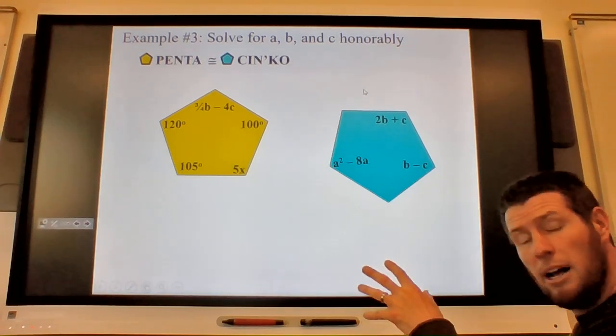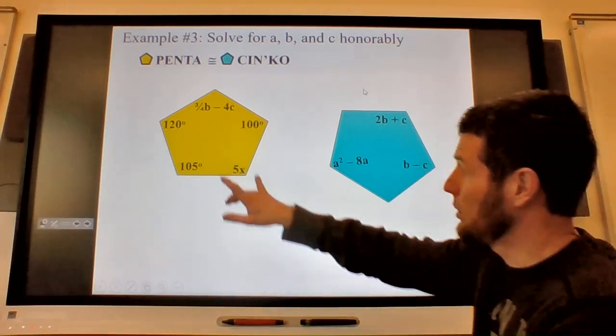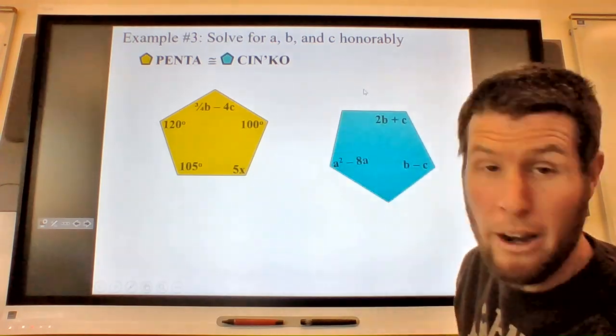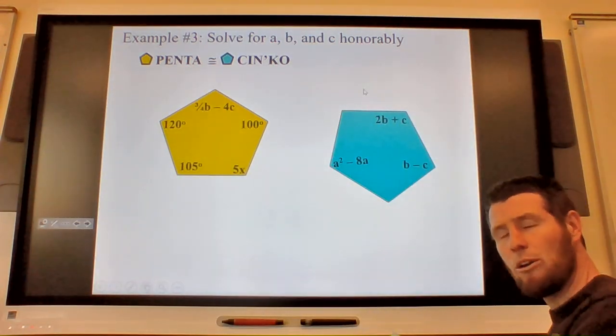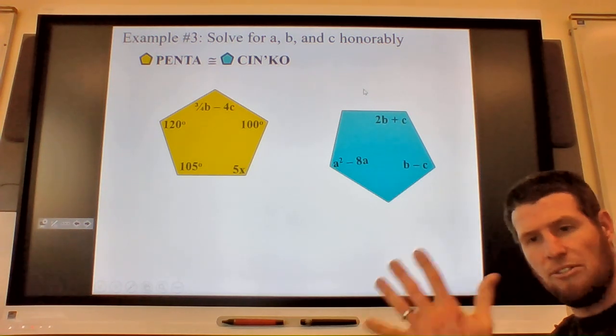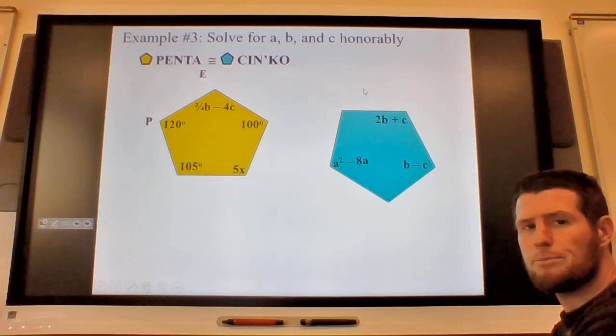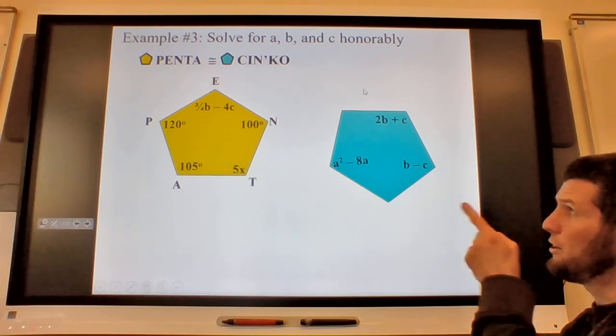This is an impossible problem to solve without letter order. So I've got perfect Spanish up there. I've got perfect, I don't know if that's Latin or what that prefix is. Penta, of course, means 5. You need to know the letter order to know which ones to match up.